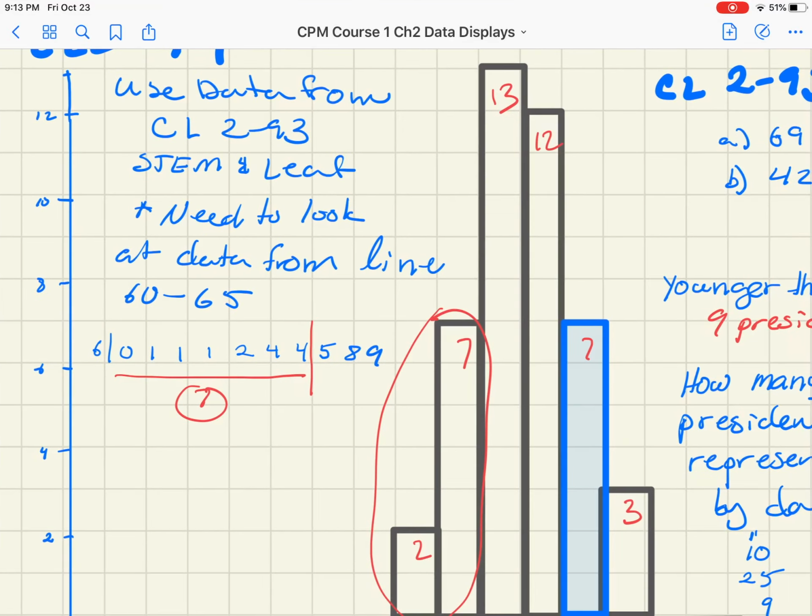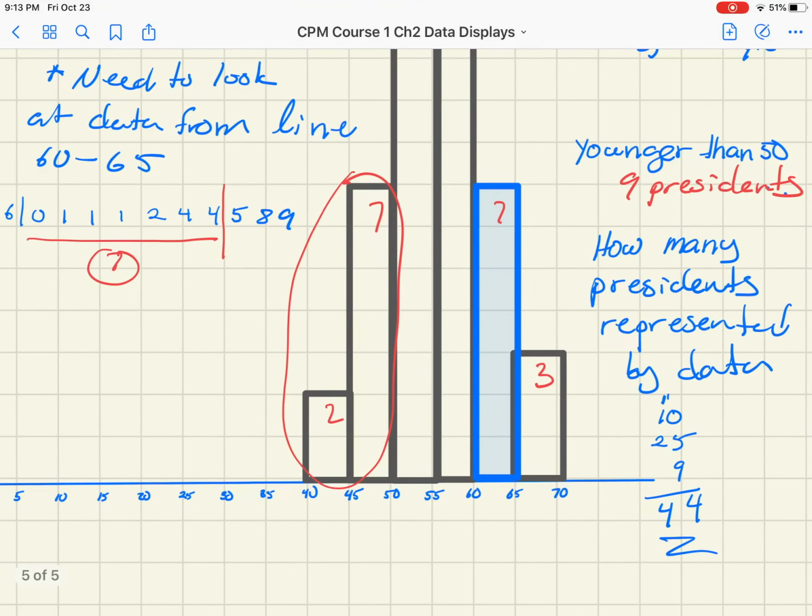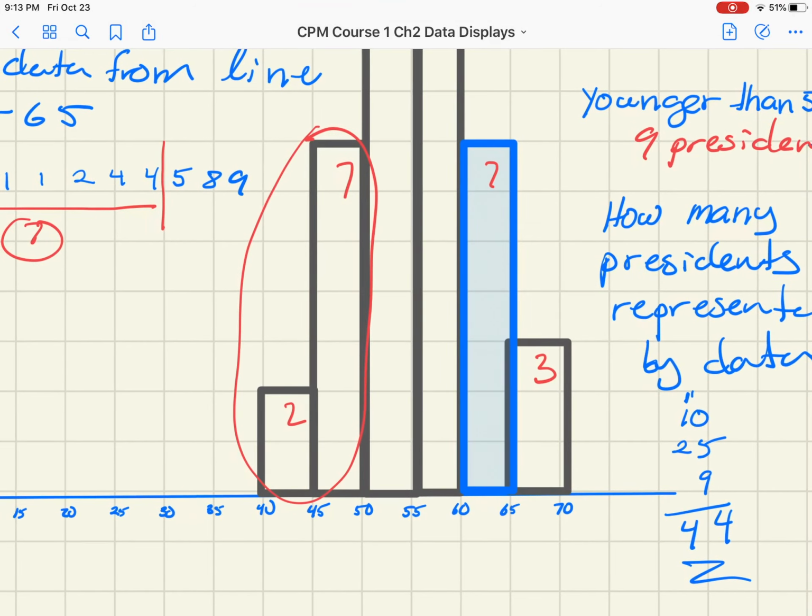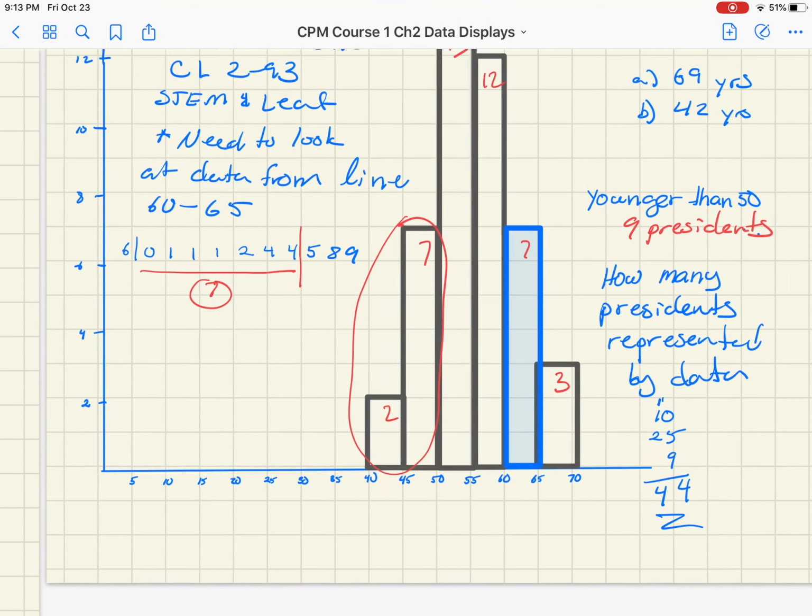You add that up and you will get 7. So you can see that 65 falls over into this next group. Okay, that's where that 3 comes from.